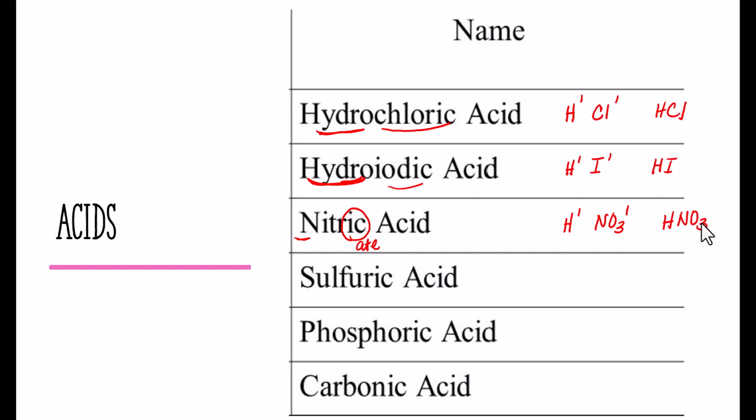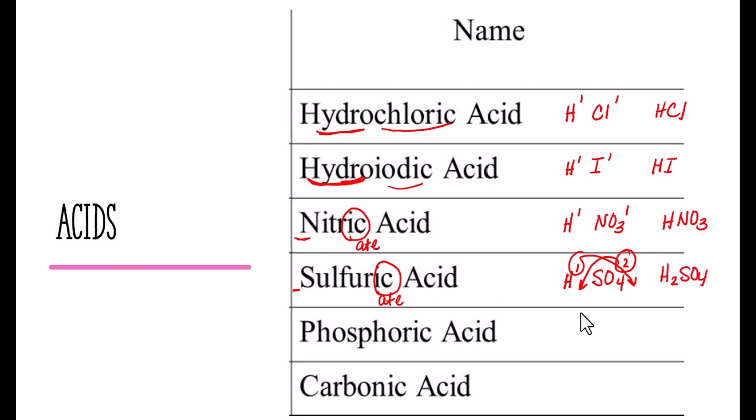Sulfuric acid. Again, we start with a hydrogen, charge of 1. No hydro, so this is a polyatomic. It's ic, so the ending is ate. So this is sulfate. Sulfate is SO4, charge of 2 minus. We crisscross down. The 2 comes down here. The 1 comes down here. So this is H2SO4.